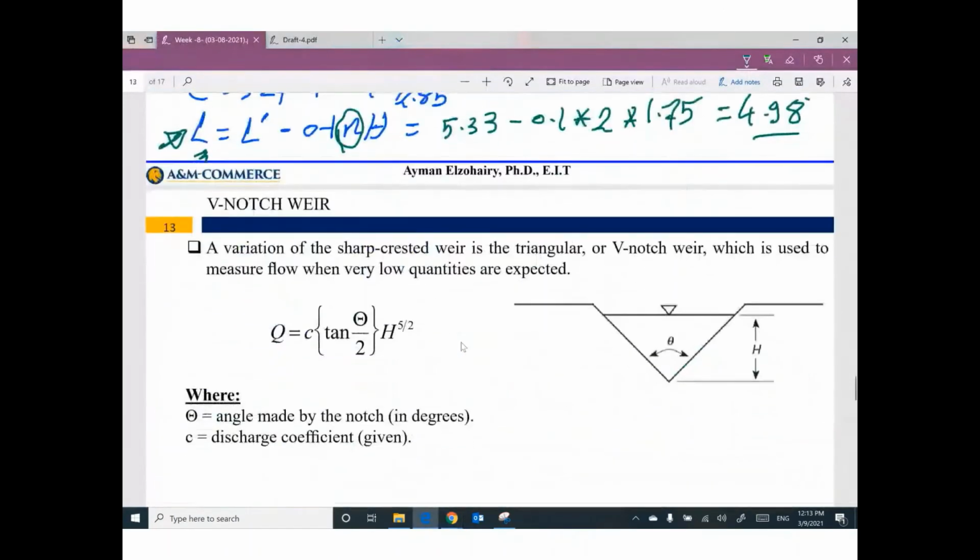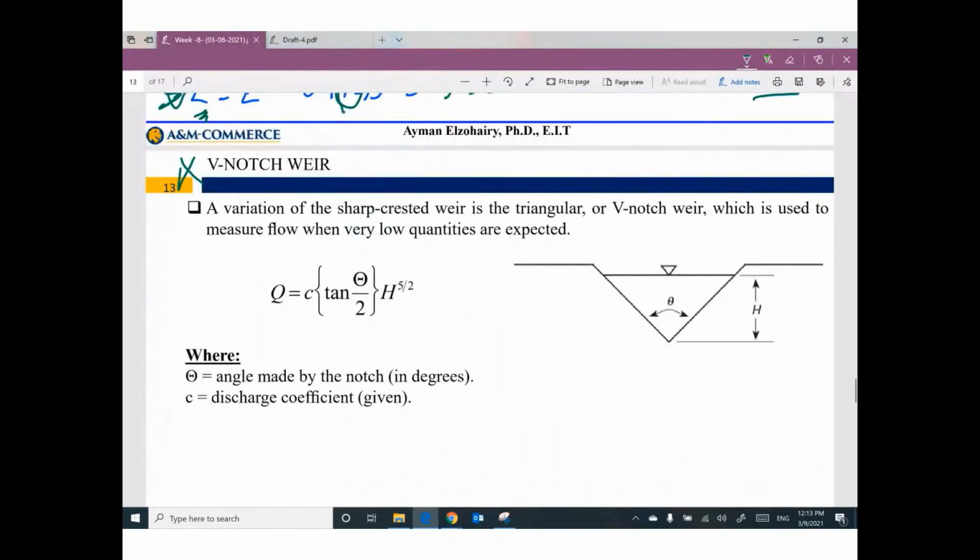Sometimes, but this one just for your information will not be included in the exam. Sometimes the weir looks like a triangle, which is called V notch, and the discharge will be C tan theta divided by 2 h to the power 5 divided by 2. Theta is the angle between this sloped side and this sloped side. This is the angle theta. So C coefficient tan theta divided by 2 h to the power 5/2. A variation of the sharp crest weir is a triangular or sometimes called V notch.